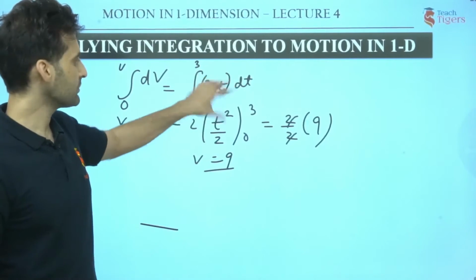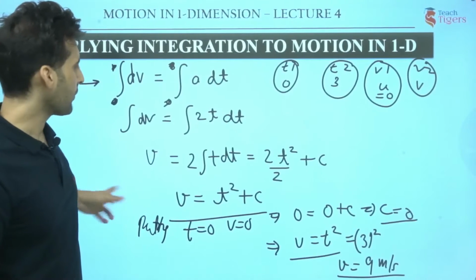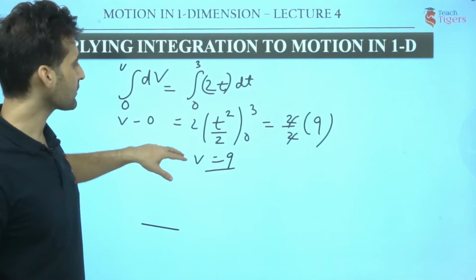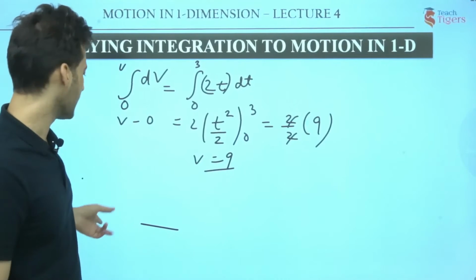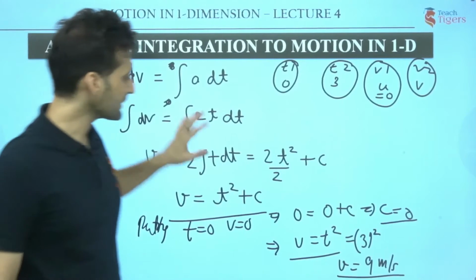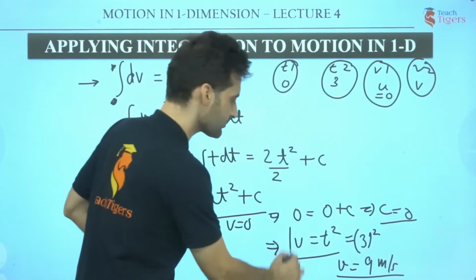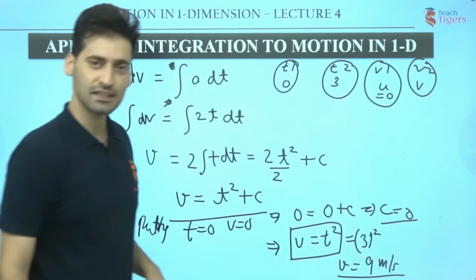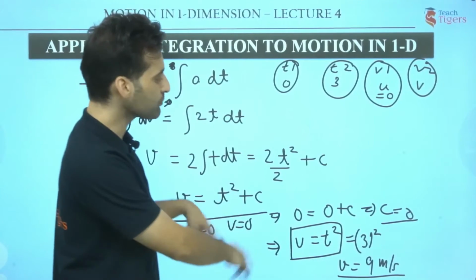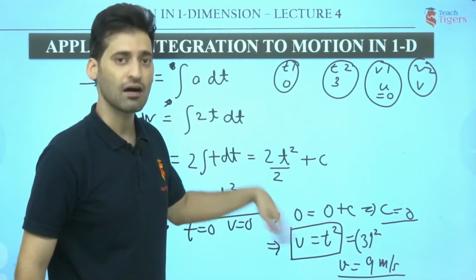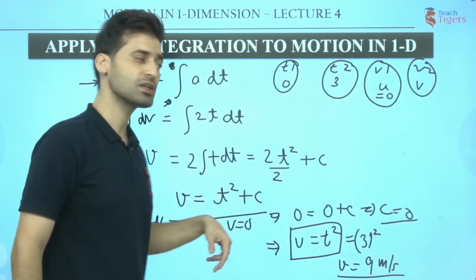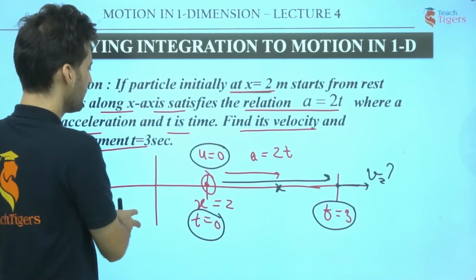Now what's the difference between this and that part? From the definite limits, I won't get the relation between v and t. However, if I do the integration indefinitely, I will get this relation between v and t. The only difference here is, in indefinite integration, we put the limits later on, and in definite integration, we put the limits at the start.